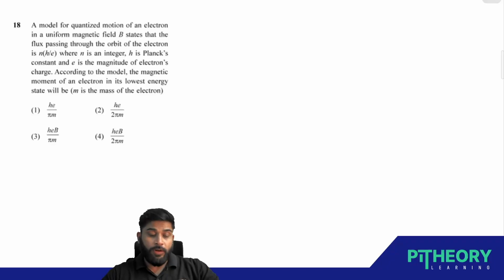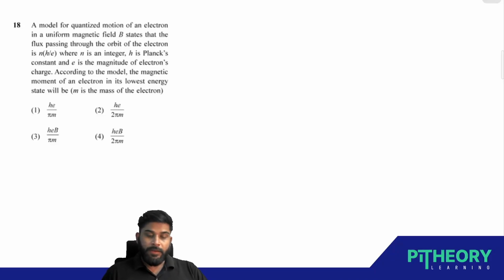Right. So what have we got here? The next question, question number 18. A model for quantized motion of an electron in a uniform magnetic field B states that the flux passing through the orbit of the electron is n into h by e, where n is an integer, h is Planck's constant, and e is the magnitude of the electron's charge. According to the model, what will be the magnetic moment of the electron in its lowest energy state?